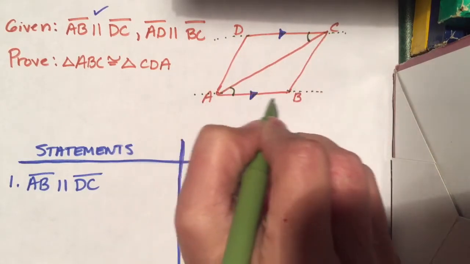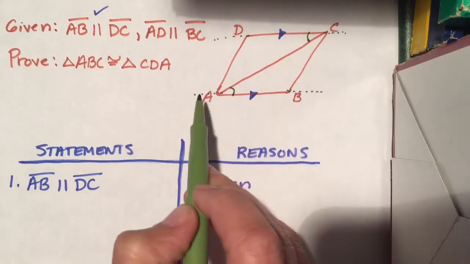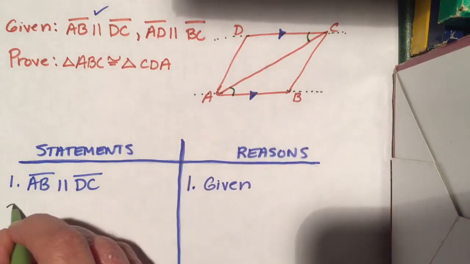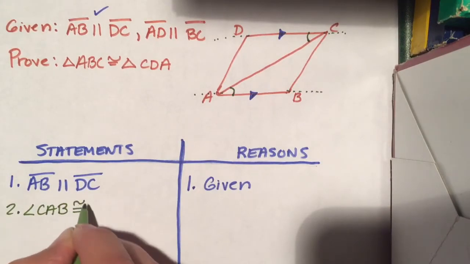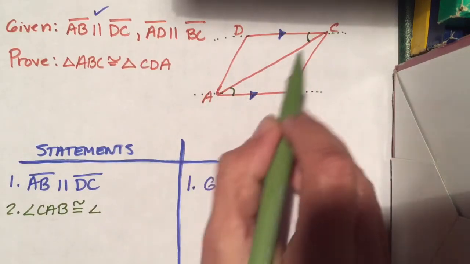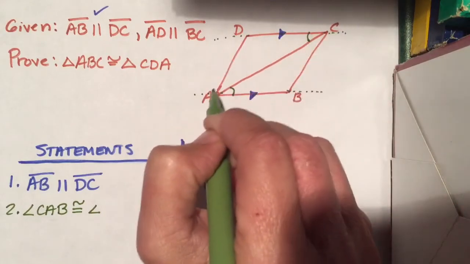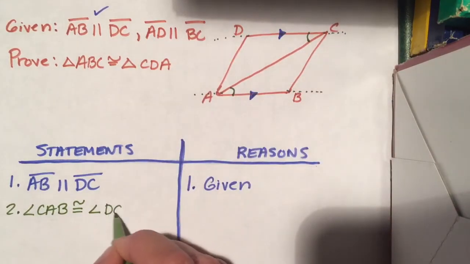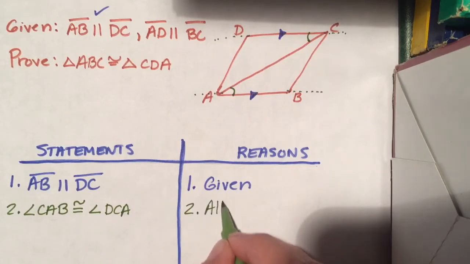So angle CAB, do you see how I named it? CAB. You could also call it BAC. So I'm going to call it angle CAB is congruent. CAB or BAC is congruent to ACD or DCA, whichever one you want to call it. I'm going to call it DCA, because of the alternate interior angle theorem.